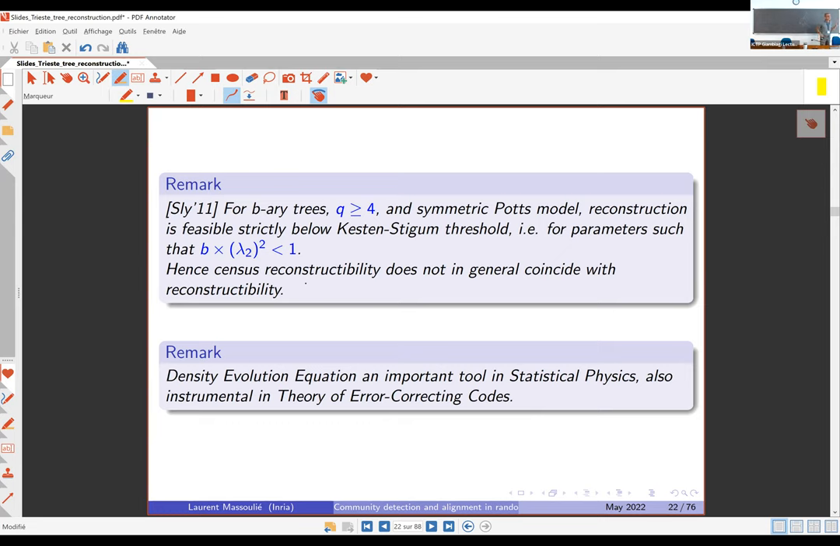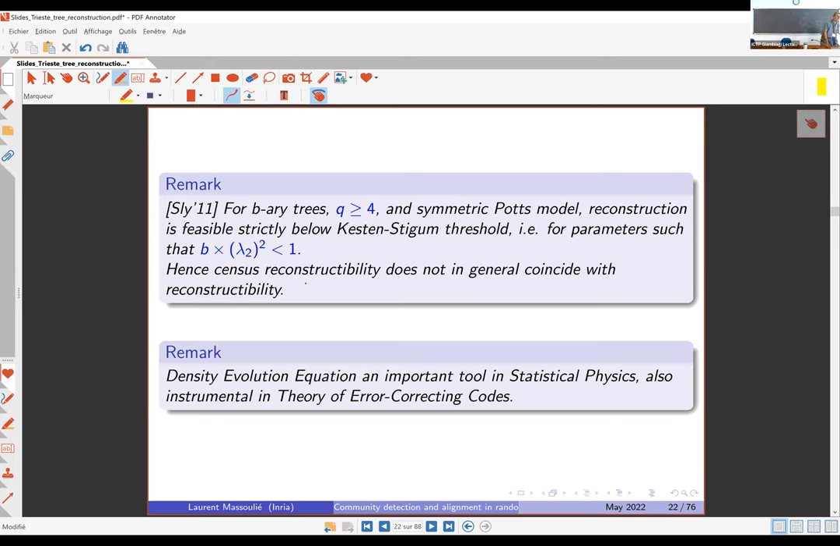So are these two problems, reconstructibility and census reconstructibility, equivalent? Well, no, they aren't. There's a paper by Allan Sly in 2011 where he looks at Q-ary models. He looks at Q, the number of spin values, larger than 4, and he looks at regular trees. So the number of children is the same for everyone. It's B, a constant integer. And he shows that for Q larger than or equal to 4, you can find parameters where you have reconstruction, but not census reconstruction. This is a very tough paper. He used Mathematica to produce strings of formulas, and it's not human readable. But I think it's the first statement of that kind.